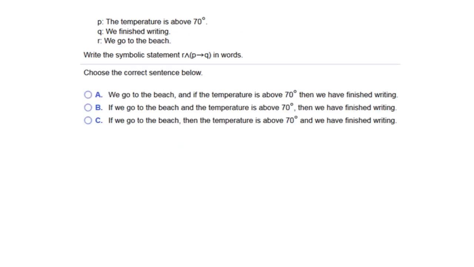P represents the temperature is above 70 degrees. Q, we finished writing. R, we go to the beach. Write the symbolic statement in words. So they're giving us the symbolic statement. And let me rewrite that. That is R with the rooftop, parentheses, P, arrow, Q, close parentheses. And we're going to rewrite this into words. So R represents we go to the beach.